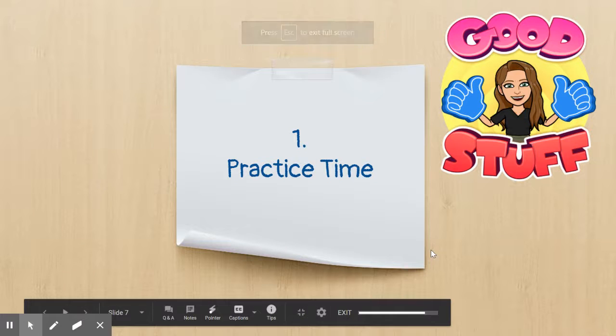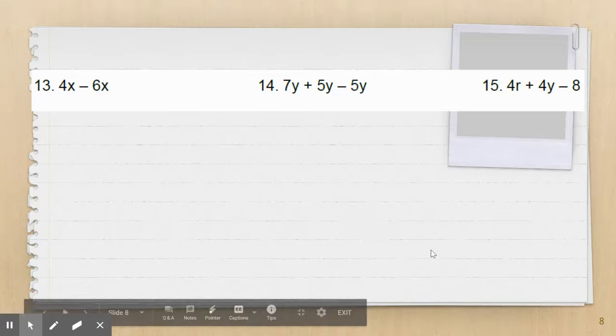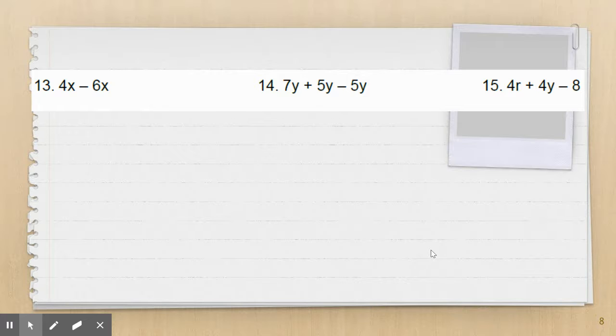All right, practice time. So the first step we need to do is identify our like terms. In 13, 4x and minus 6x, they're like terms. They both have the same variable x. So here, all we have to do is subtract. So 4x minus 6x is negative 2x.